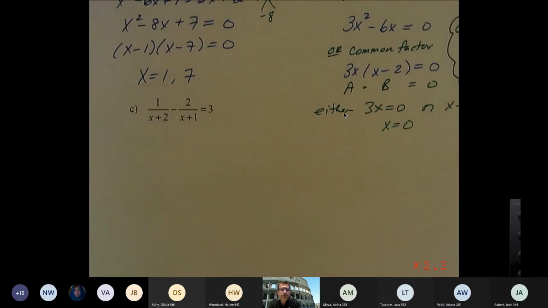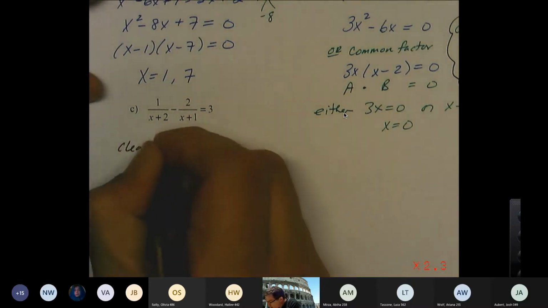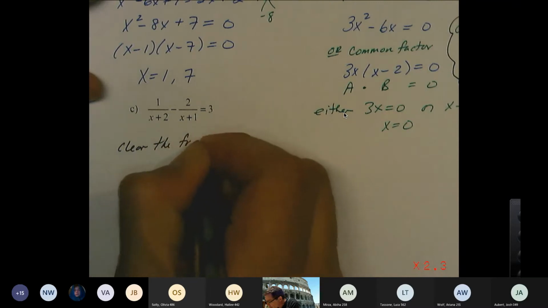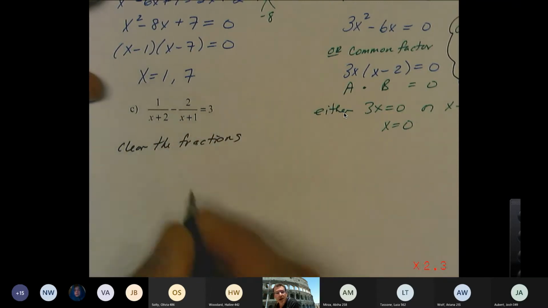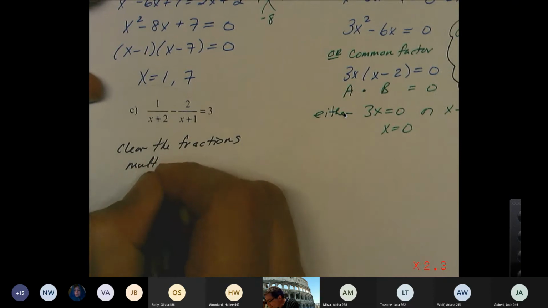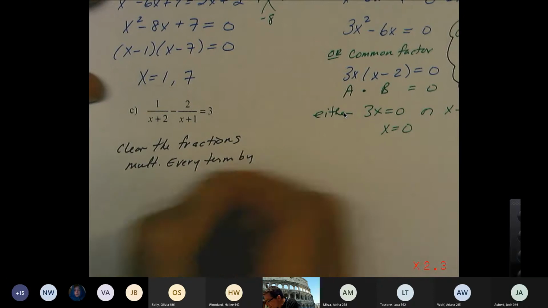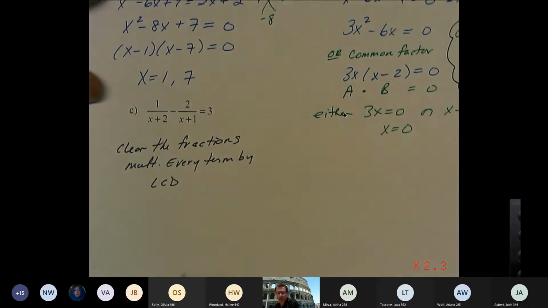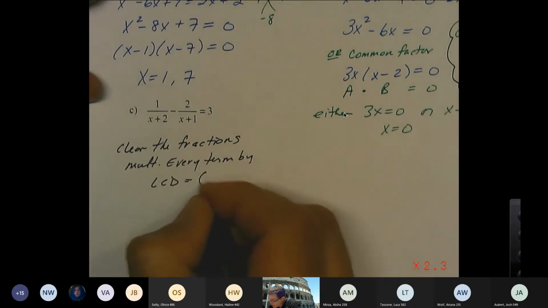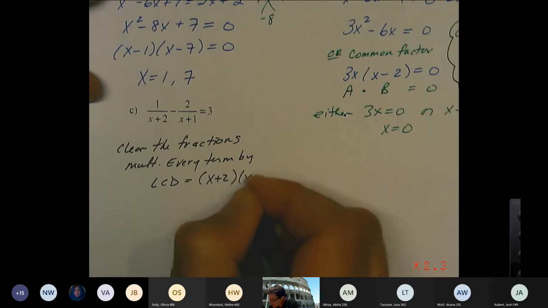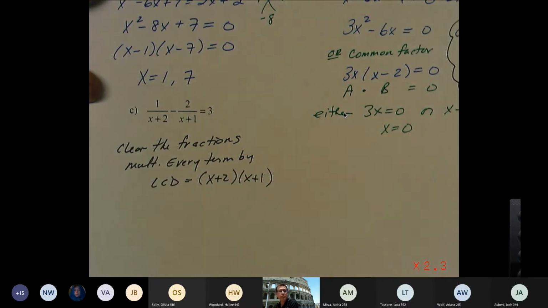Look at that. You need an LCD. I want to clear the fractions. You're going to clear the fractions by multiplying every term by the LCD. What is the LCD? Well, we've done work with this last week. It's x plus 2 and x plus 1. So we have to multiply every term by that.